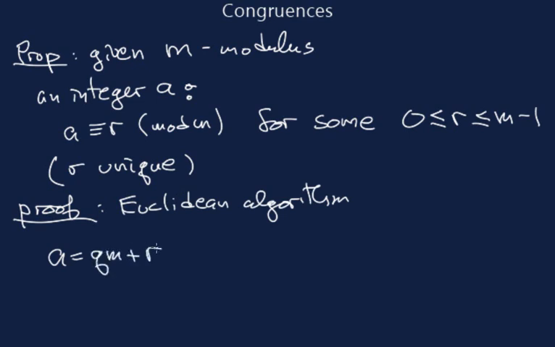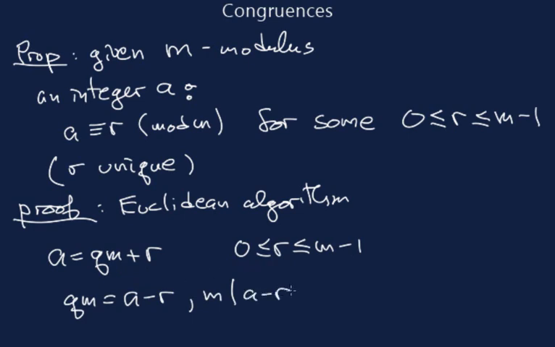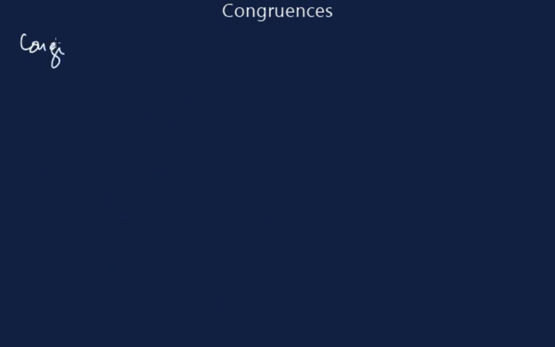There's a misprint here. I called it the Euclidean algorithm. It's just the division algorithm. You write A is equal to QM plus R, and R is between 0 and M minus 1. And that says that QM is equal to A minus R, which says that M divides A minus R. And that's exactly what it means for A to be equivalent to R mod M. All right, so that's an elementary property.